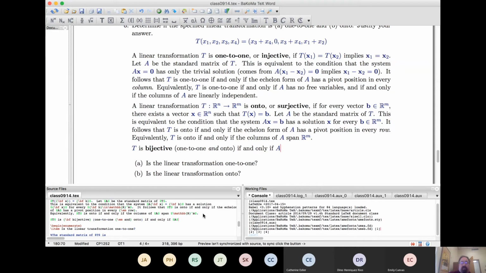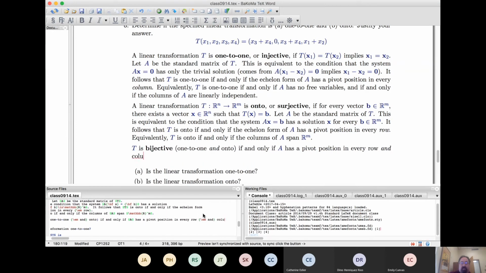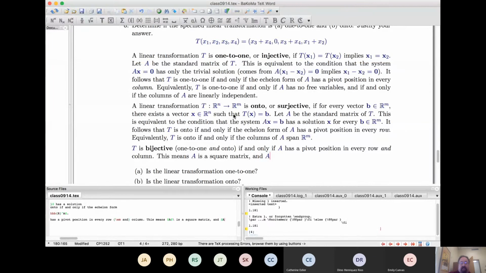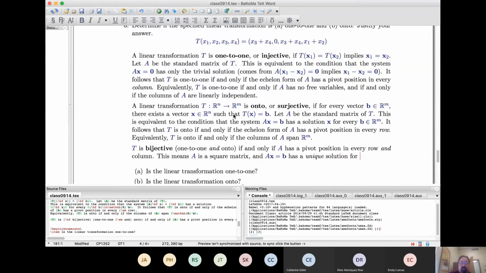If and only if the matrix of the transformation has a pivot position in every row and column. The only way this can possibly happen is if A is a square matrix, and because Ax equals b has a solution for every b, and the columns of A are linearly independent, then we can say that Ax equals b has a unique solution in Rn.